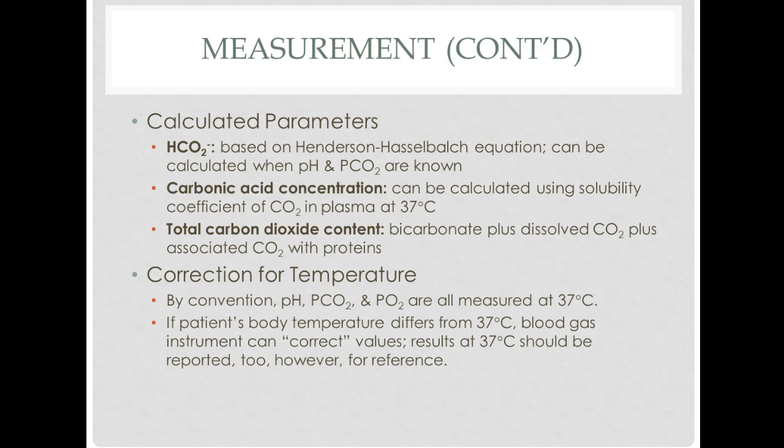In some cases, we do have to correct for temperature as well. By convention, pH, CO2, and O2 are all measured at 37 degrees. If a patient's body temperature differs from 37 degrees, the blood gas instrument can correct those values. The results at 37 degrees should be reported too, however, just for reference.